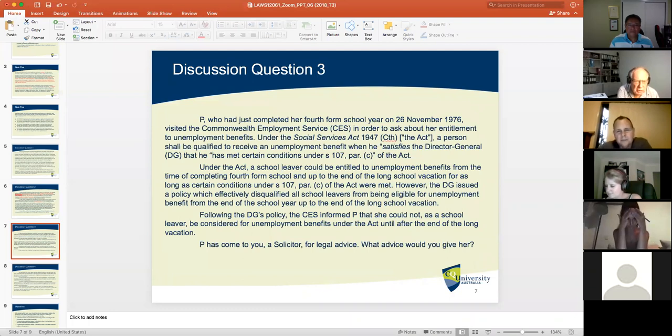form school and up to the end of the long school vacation, for as long as certain conditions under Section 107, paragraph C of the Act were met. However, the DG issued a policy which effectively disqualified all school leavers from being eligible for unemployment benefit from the end of the school year up to the end of the long school vacation. Following the DG's policy, the CES informed P that she could not, as a school leaver, be considered for unemployment benefits under the Act until after the end of the long vacation. P has come to you, a solicitor, for legal advice. How does an unemployed school leaver get the money to pay a solicitor?